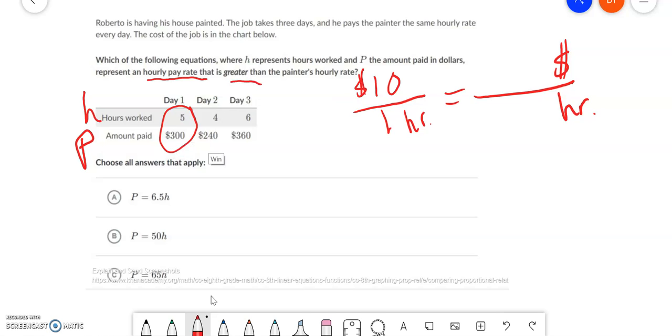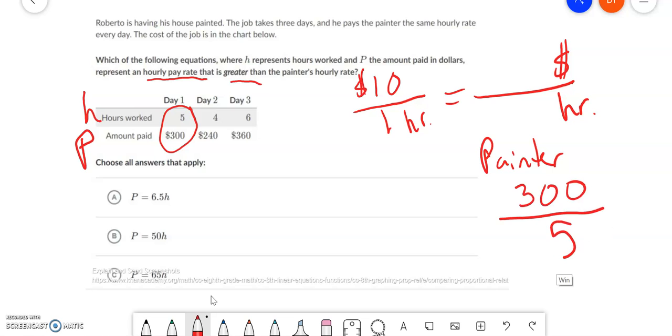Well, we can figure out the painter's pay rate, right? How much did the painter get? The painter got $300 over 5 hours. That's pretty good money. That is $60 per 1 hour. You can put that in a calculator to figure that out. 300 divided by 5. This day they got 240 divided by 4. That's still 60. 360 divided by 6. So this is still a rate. The painter is getting paid $60 per hour. It's pretty good, right? All right.